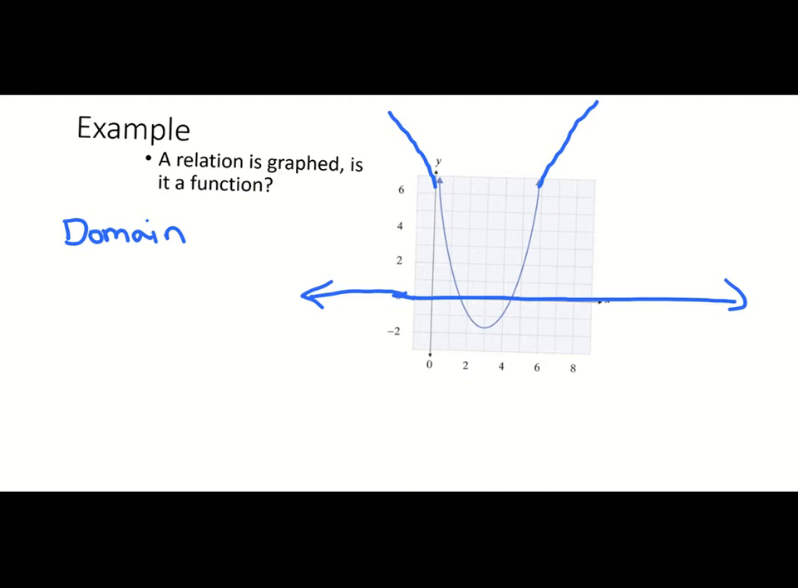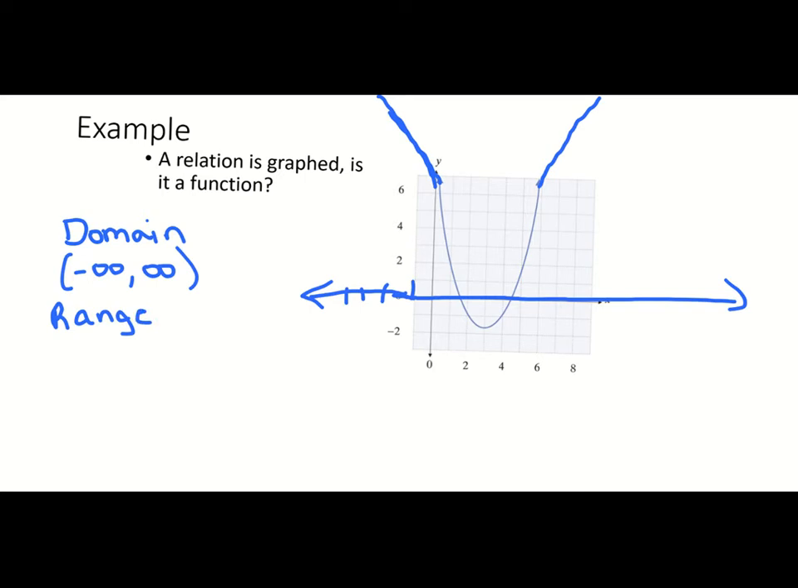So your domain for this parabola, for any parabola that opens up or down, is always going to be all real numbers, because this line keeps going up and out. Anywhere on this line, I can pick an x value and I'll have a y value. So my domain, when we write it, and they may ask for interval notation, would be negative infinity to positive infinity.